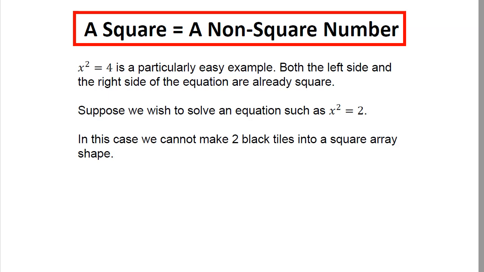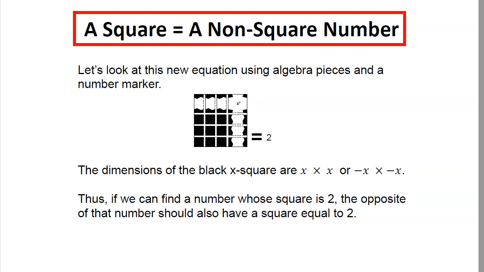Suppose we want to solve an equation such as x squared equals 2. In this case, we can't make 2 black tiles into a square array shape. Let's look at this using algebra pieces and a number marker. So we have a black x squared equal to 2. The dimensions of the black x squared are x times x or minus x times minus x. Thus, if we can find a number whose square is 2, the opposite of the number should also have a square equal to 2.